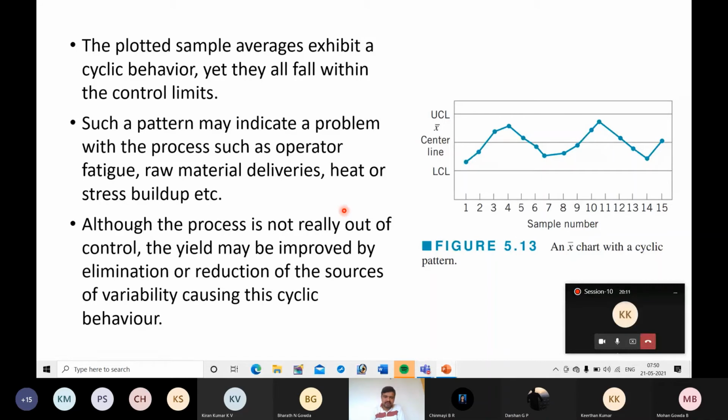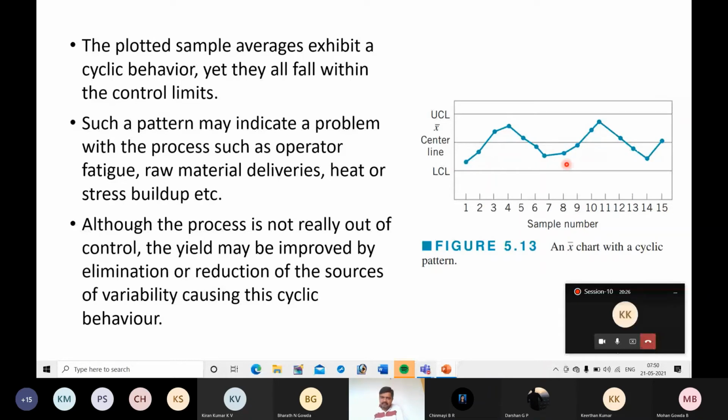Although the process is not really out of control, the yield may be improved by elimination or reduction of the sources of variability causing this cyclic behavior. So you are getting all the points within the control limits. That means you are getting within the tolerance limits.